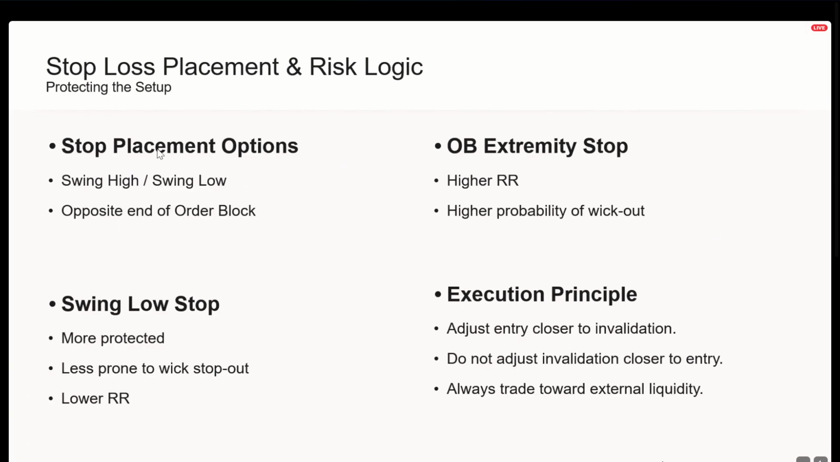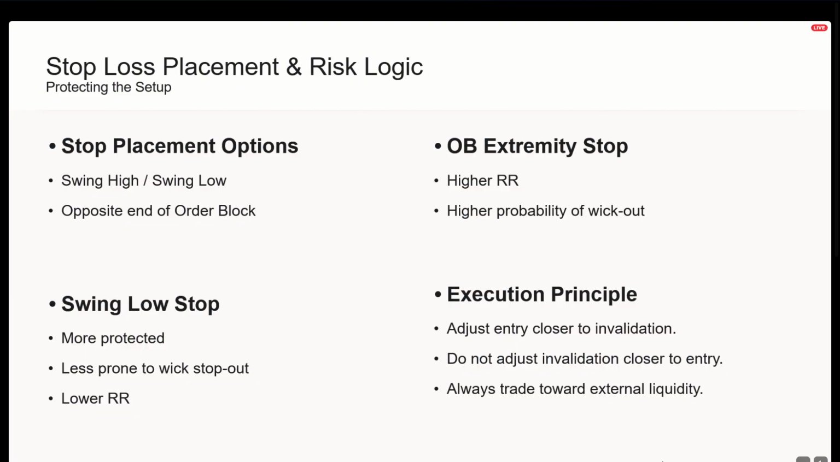So once you enter, as Rob showed you, you will see a confirmation of a change in the state of delivery. You will see an order block formation, and the high or low below or above that order block will become a protected swing point. A protected high or a protected low, where it is easy for you to place your stop loss. So you can place your stop over or under that swing point at the opposite end of the order block, right?